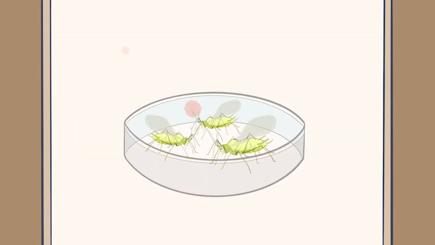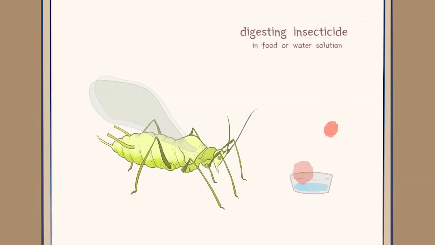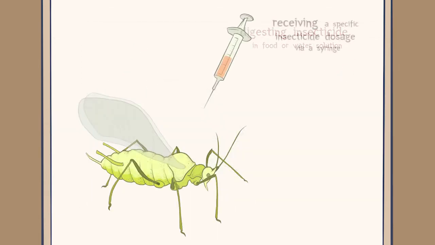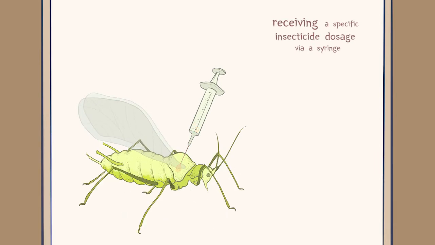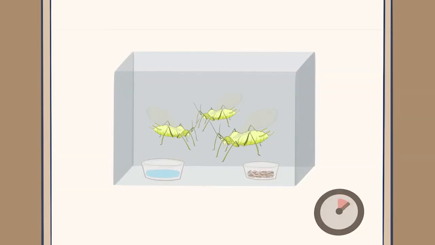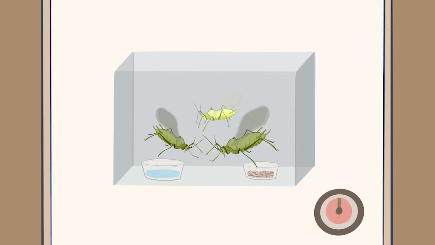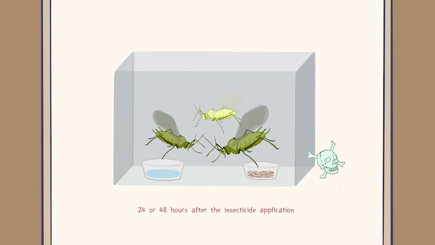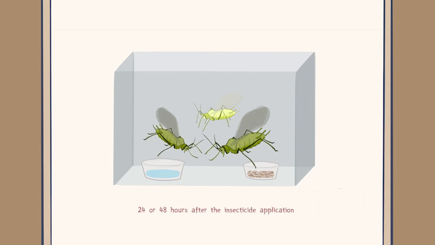The capture and placement of insects or mites in small glass vials or petri dishes where they are exposed to the insecticides by different means, for example, by contact with the spray surface, by ingesting insecticide in food or water solution, or by receiving a specific insecticide dosage in a small droplet in the thorax via a syringe. Then insects are transferred to a clean cage with food and water applied. And finally, the response to the insecticide is measured, typically as mortality 24 or 48 hours after the insecticide application.